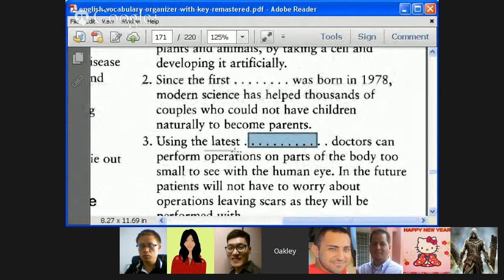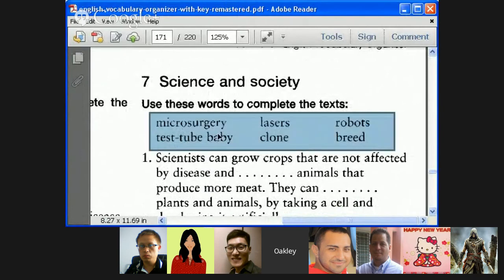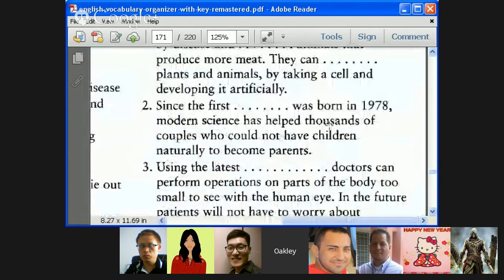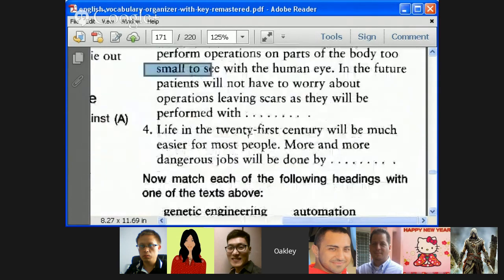What's another word for operation on the body here, in the choices? Surgery. Indeed. So micro means small, micro surgery. Tiny surgery, really. Using the latest microsurgery, doctors can perform operations on parts of the body too small to see. There's your too small, micro. Okay, and last one.